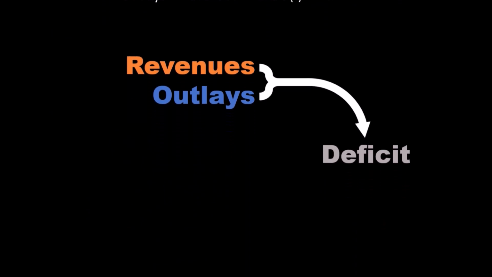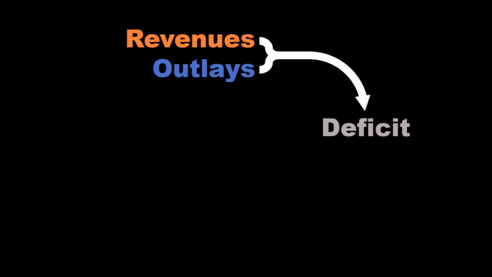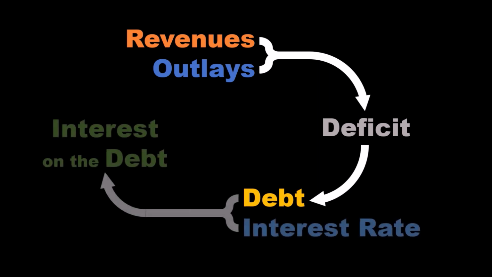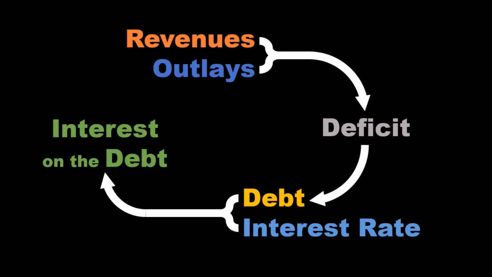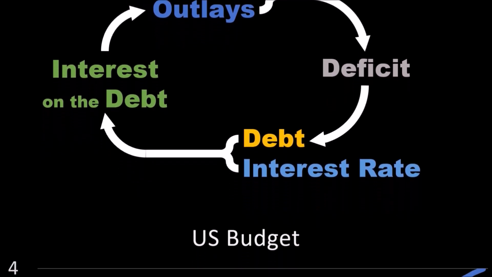Before I continue, let's review. The annual deficit is the difference between the revenues and outlays. The debt is the accumulation of that deficit. What we haven't covered yet is the interest on that debt. And that's based on debt times interest rate. And we have to pay that interest, so it becomes a part of the budget.